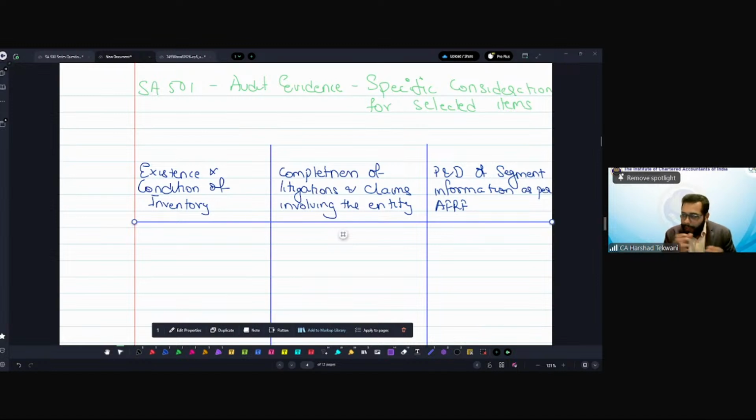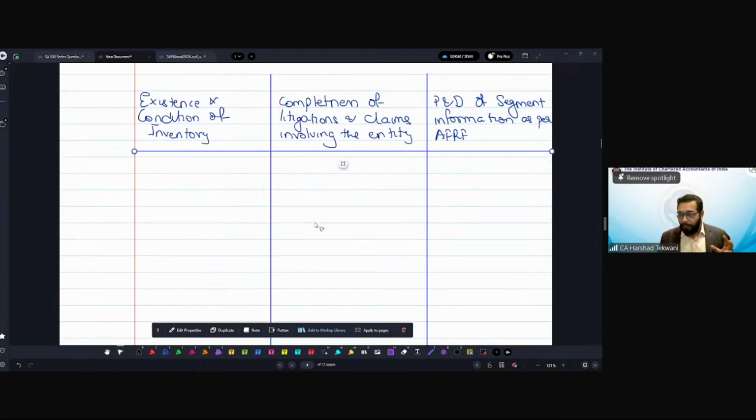Correct. So whatever you just told me, the standard says the same thing in another way. There is nothing rocket science or different that we are going to learn, but the same thing in a much more detailed way. I'll explain what the standard says. Whenever you are testing the existence and condition of the inventory, or testing any area, your testing is divided into two parts. One is a test of controls, one is a test of details.